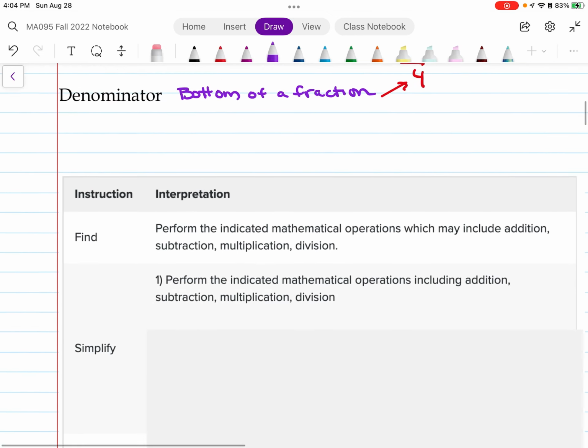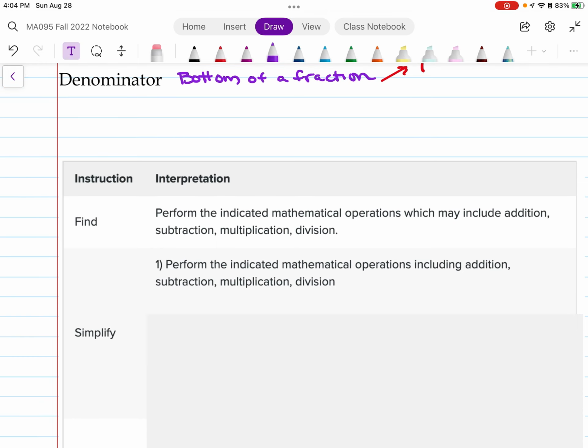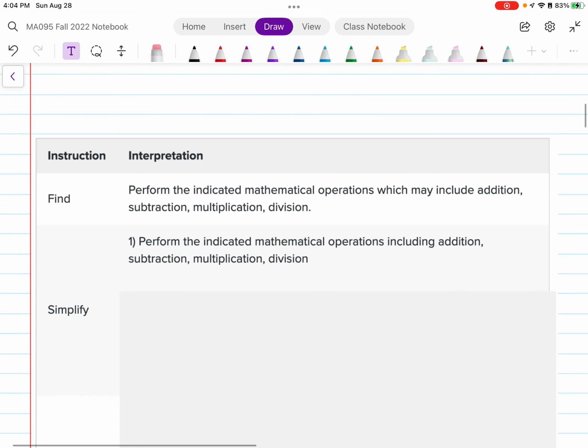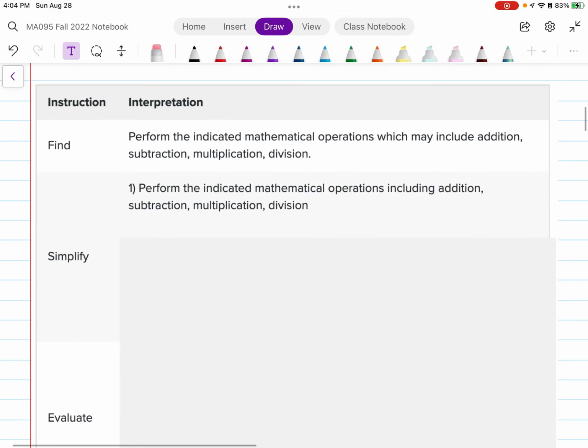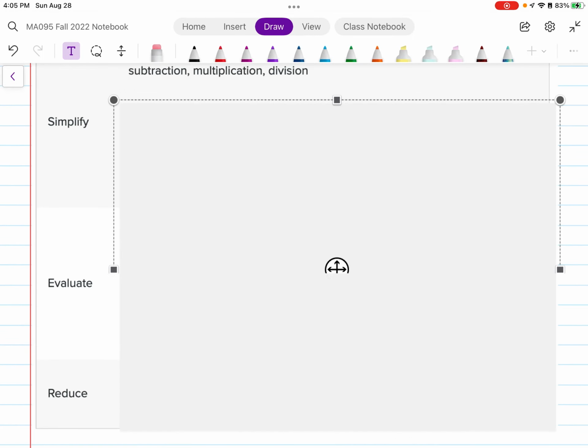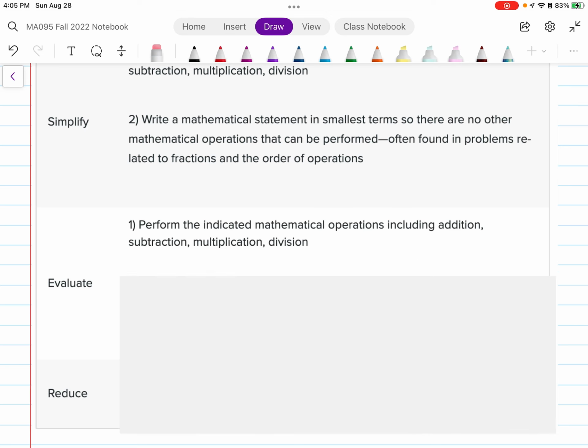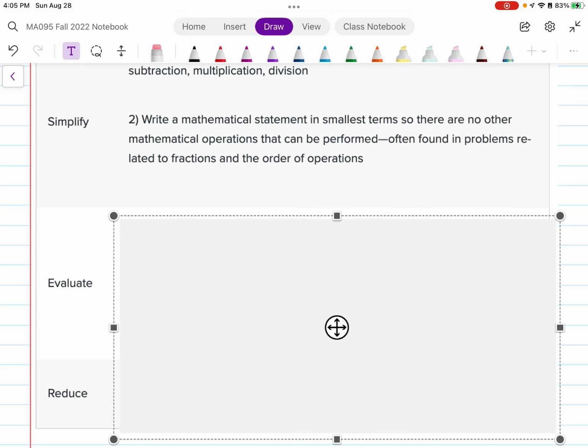Okay, so moving on. Some words that you will see that are really important to understand what you're supposed to do. Really important. Find. What do they mean by find? It just means to perform the mathematical operation. It can be addition, subtraction, multiplication, any combination of those things. All right. Simplify means to write a mathematical statement in the smallest terms, so there's no other operations that you can do. So this is often with either order of operations or fractions. Okay, so you're going to combine like terms, do things like that.